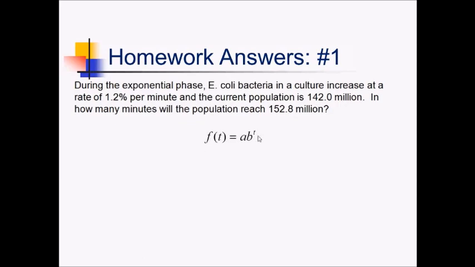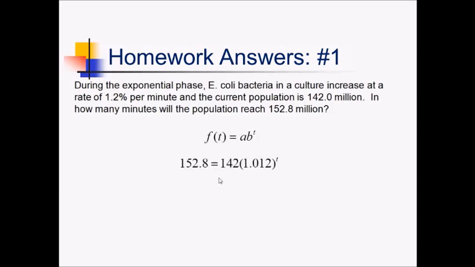like that. Plugging in everything now, we have a target amount of 152.8. That's what f of t is going to be. A value, our starting amount, is 142 million. Our b value, our growth factor, is going to be 1.012 to represent the 1.2% that we're increasing. And t we're still looking for, so that will remain a variable.